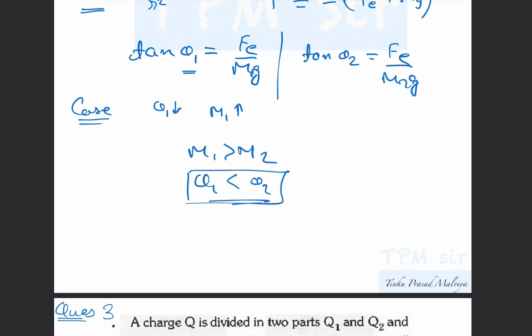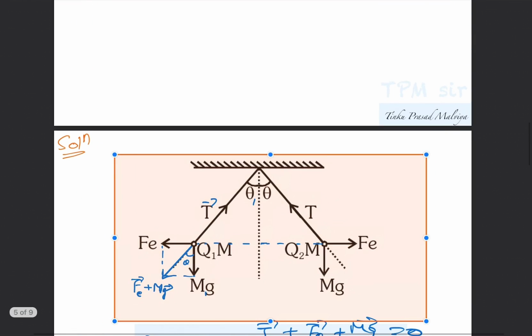So this is a very cool example. There is one more method by which you can solve this type of question, by using the torque method. Just take torque on this system about O. Now if both this Fe and Fe are going to be the same, the torque of this electrostatic force is going to cancel out.